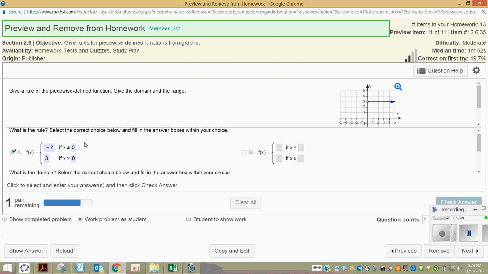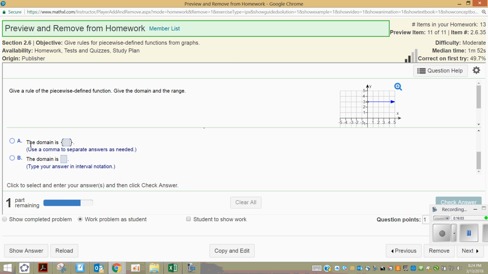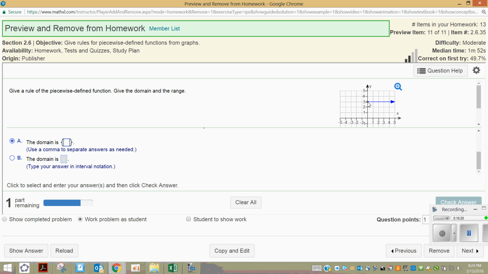Right? Give a rule of the piecewise defined function, give the domain and range. Oh, that's the one I just did. There's the second part: the domain. Okay, so the domain is all values of x, because from 0, including 0, all the way to negative infinity, there are x values on the curve. And also after x equals 0, it continues to the right on that second piece. So the domain is continuous.